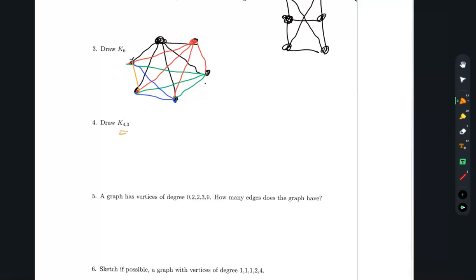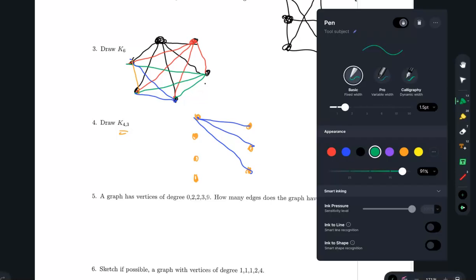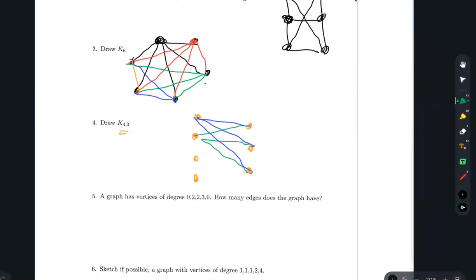Okay. K4,3 is that bipartite graph. So you're going to have 4 vertices here and 3 vertices here. Each vertex here goes to each one of those 3 over there. So this vertex here goes to those 3. This vertex here goes to those 3. Whoops, try to get a different color. And then this vertex here goes to all 3.